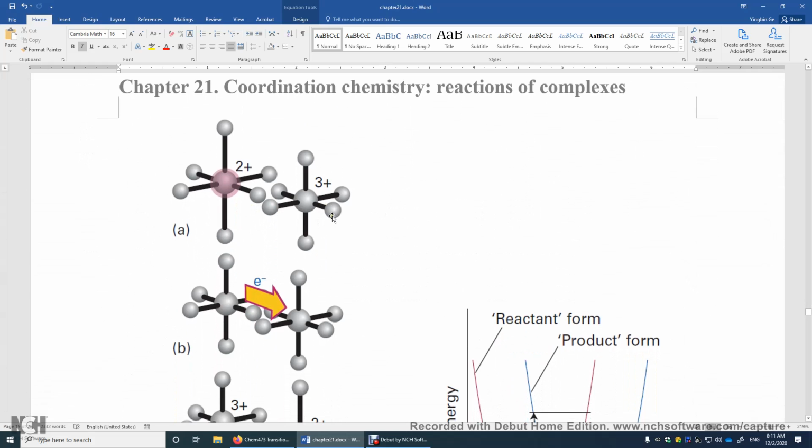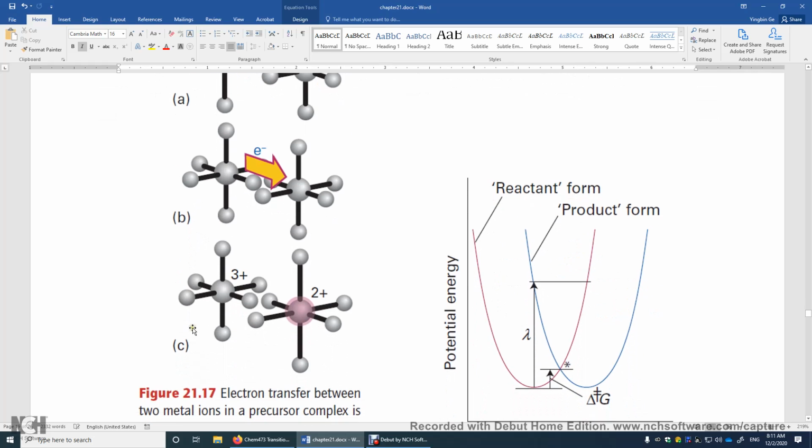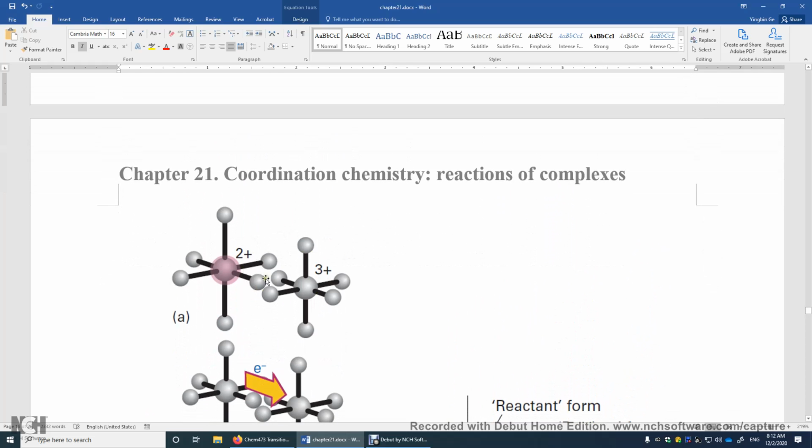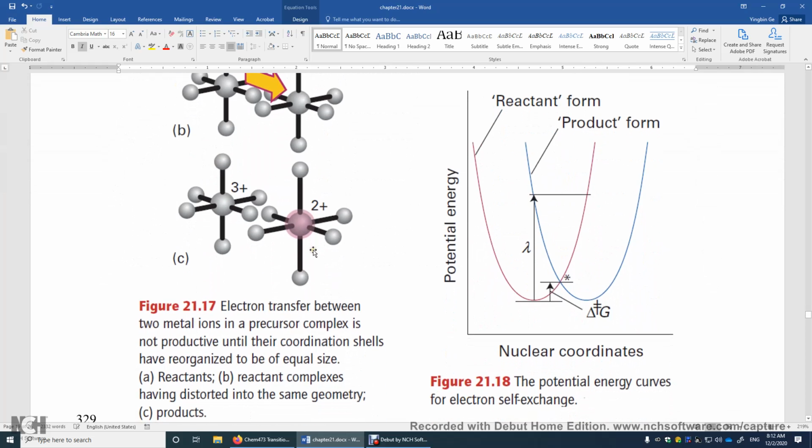Now let's look at this self-exchange reaction in this figure. This is our iron 2, iron 3. There's an electron here. Electron transfer is occurring. This is also considered electron tunneling from this center to that center. And now you have 3 plus, 2 plus here. Now this is iron 2, this is iron 3. All ligands are the same, so don't worry about the ligands. And these two products actually are the same as these two reactants after the electron transfer.